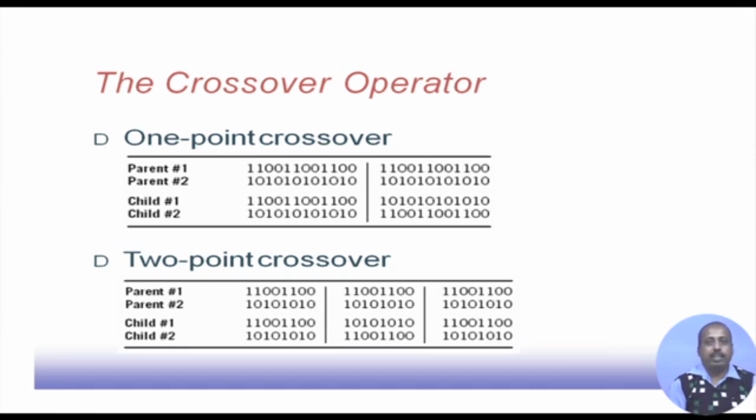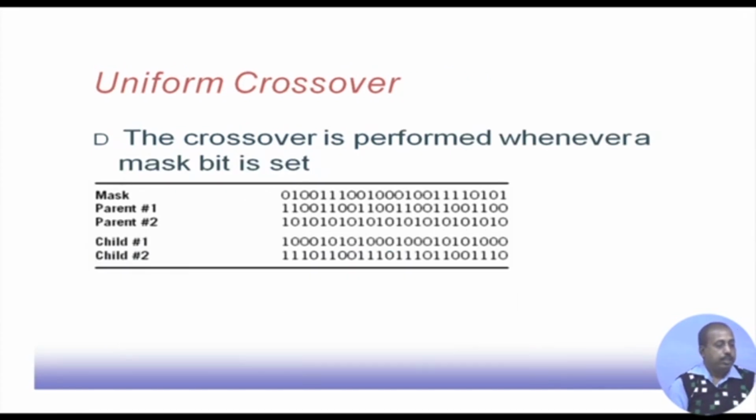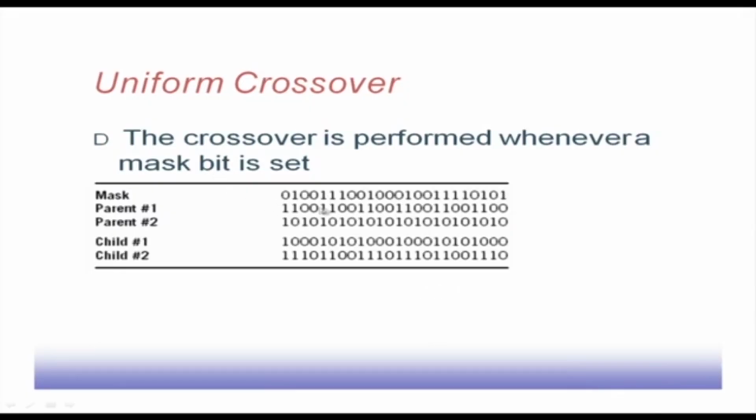This can be generalized. It can go to any-point crossover that we can look for, and in the most generalized case, we can prepare a mask. Suppose this is the mask that is generated. Now, in this mask, if the bit is 0, then we will copy child 1 from parent 1 and child 2 from parent 2. On the other hand, if the mask bit is 1, we will copy the parent 2 value into child 1 and the parent 1 value into child 2.